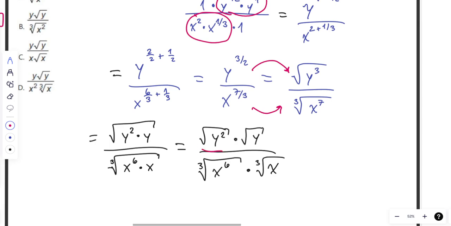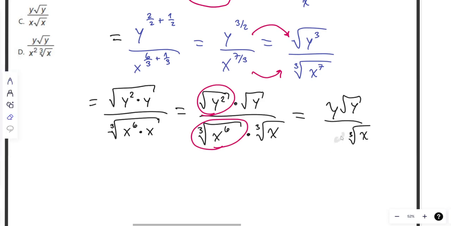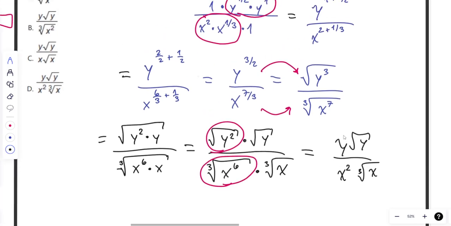You can see how this part right here, square root of y squared, simplifies to just y. And the cube root of x to the 6th would simplify to x squared. So this becomes y square root y divided by x squared cube root of x. That should match up with answer choice D.